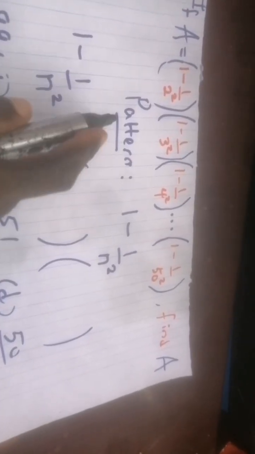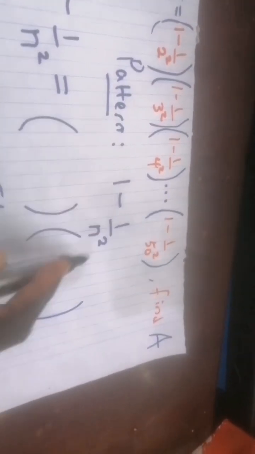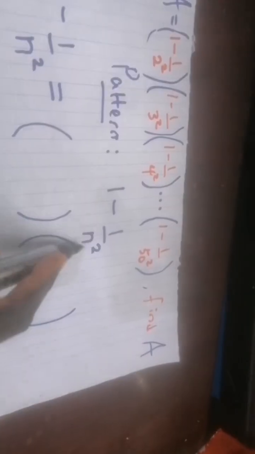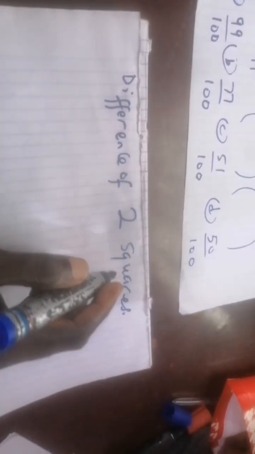Well, the first thing to do in a question like this is that there's a pattern. You notice that each of them has this particular pattern, 1 minus 1 over n squared. If you check, you see that all of them have this pattern. What do we do with this kind of pattern? Let me explain. In maths, there's something called difference of two squares.